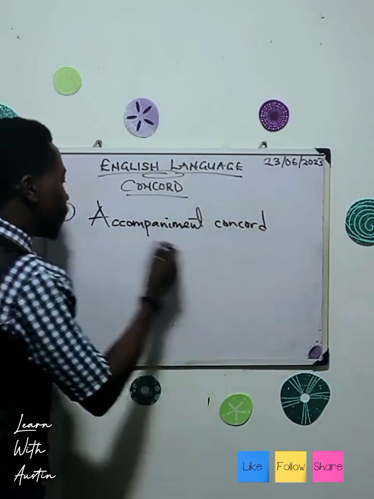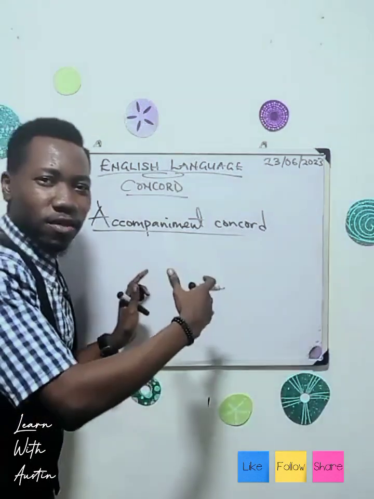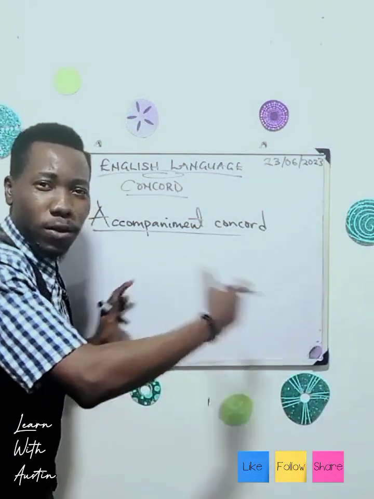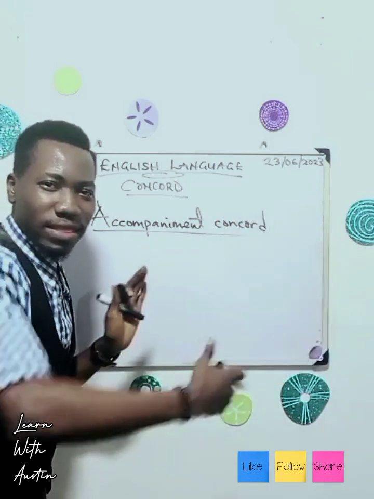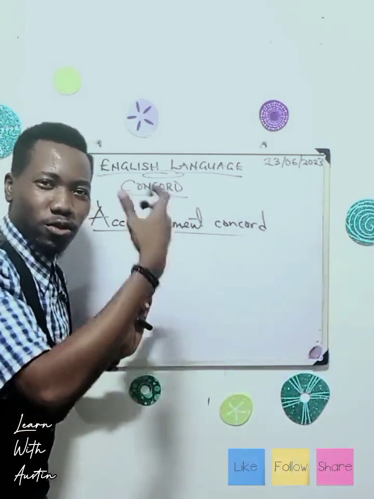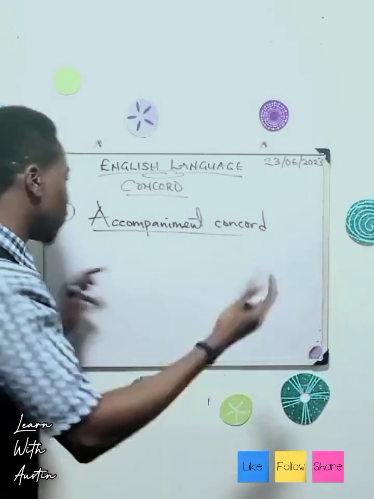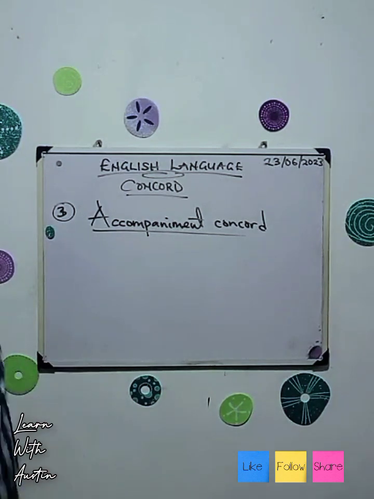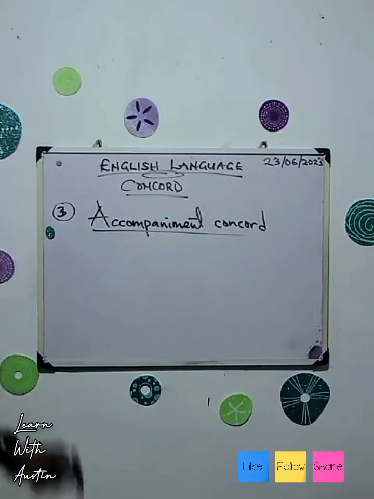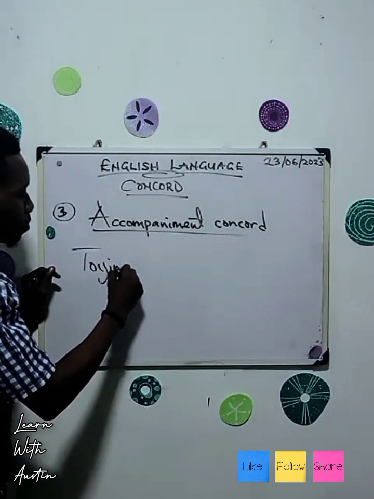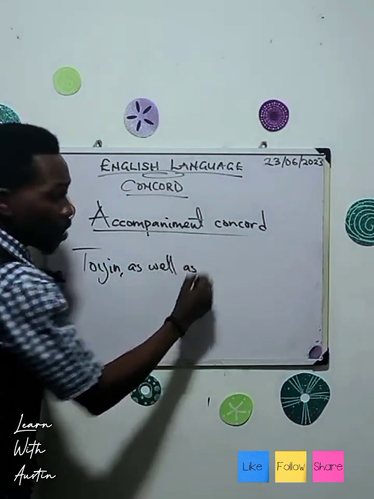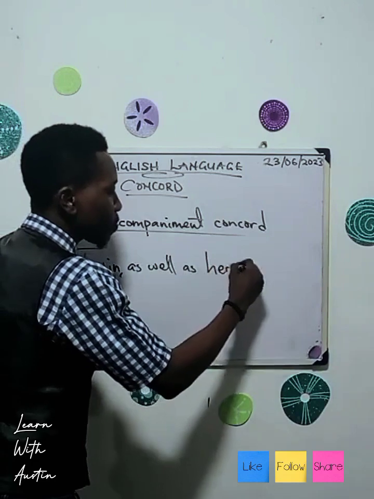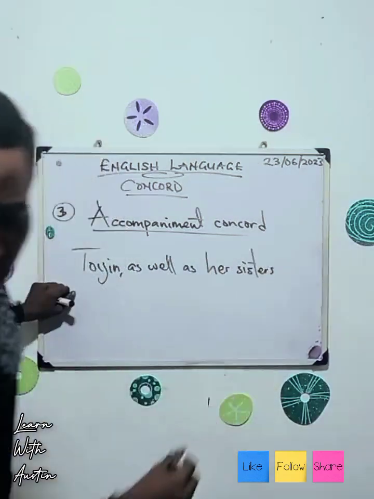Accompaniment concord says when you have in the subject a list of nouns or pronouns, with the word with in between, or alongside, or together with, or as well as. So for example, you have: Tony, as well as her sisters, dash pretty.